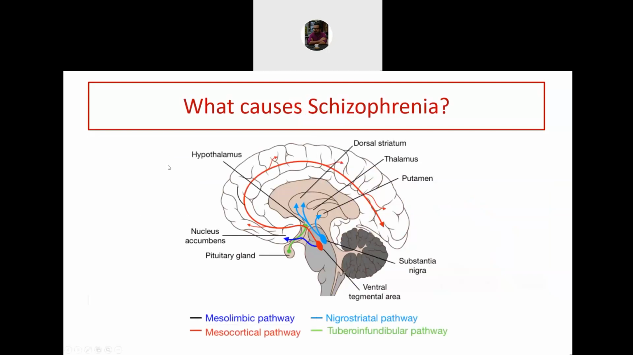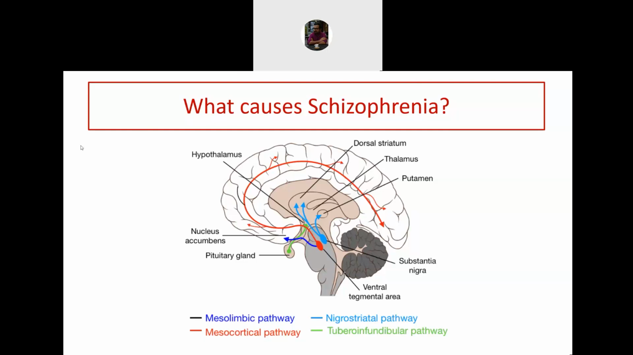So what causes schizophrenia? Schizophrenia is explained with the help of certain neurotransmitter hypotheses, for example, the dopamine hypothesis. It is assumed that increased dopamine in certain parts of the brain can lead to schizophrenia. So what are the different dopaminergic pathways in the brain? Let us quickly review.